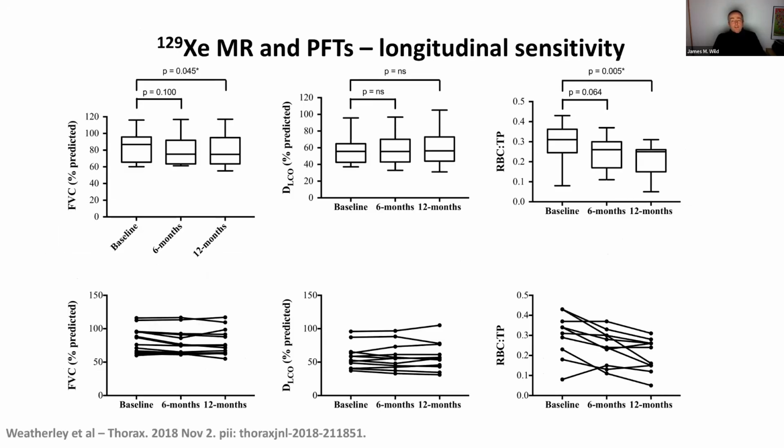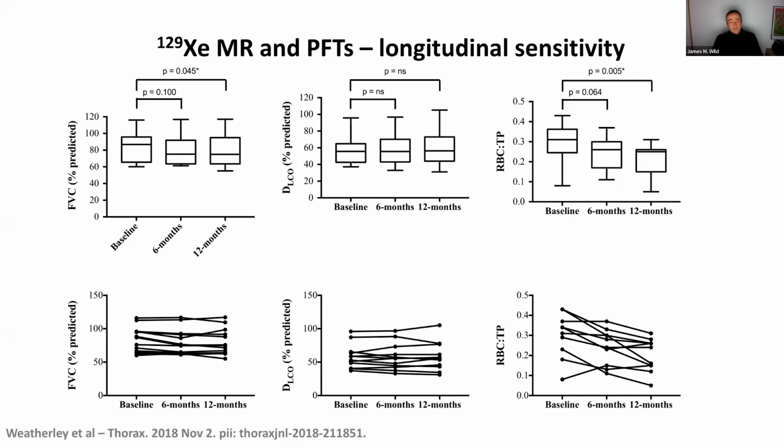But I think the really interesting thing in terms of IPF, again, is the sensitivity of change of this measurement. So this time it's not a measurement of airway dimension diffusion, it's a measurement of diffusion across the interstitium, the red blood cell tissue plasma ratio from xenon spectroscopy. And here you can see quite a steep rate of change and a clear-cut signal. That signal is pretty much going down in all of those patients with time, with disease progression.